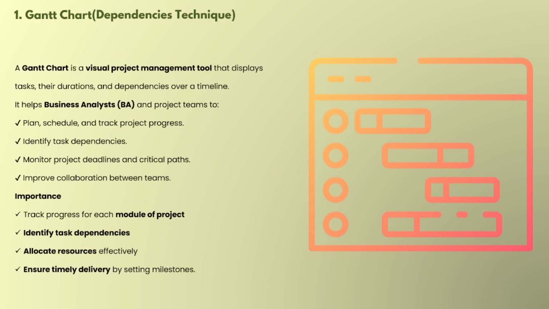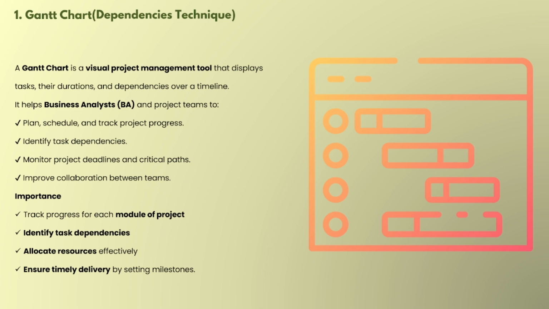Now let's move and see a few techniques which are related to dependencies. Very first is the Gantt chart. A Gantt chart is a visual project management tool that displays tasks, their duration and dependencies over a timeline. It is very interesting actually. Think of it like a calendar for your project. It shows who's doing what, for how long and in what order. Basically, it's a handy tool that keeps everyone on the same page throughout the project.